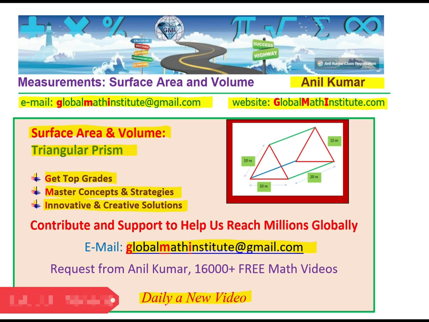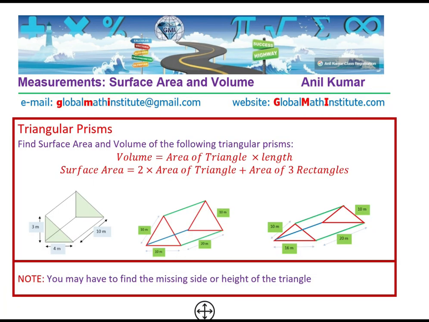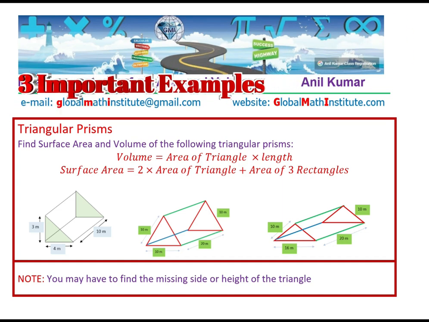Now let's see the problems at hand. So we are now looking into three different examples. Right here you can see we'll find surface area and volume of the following triangular prisms. We'll treat this as our question number one. Here we have question number two and question number three. All are triangular prisms, and these are the three conditions which normally you are tested upon in any test.